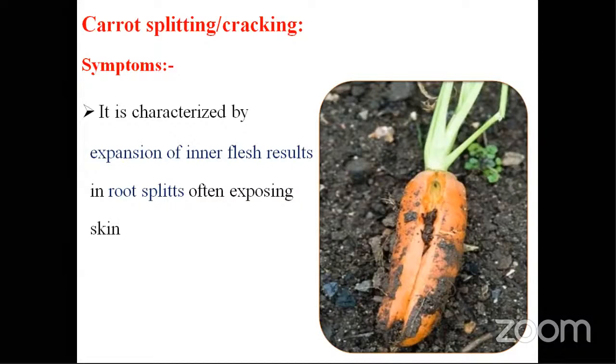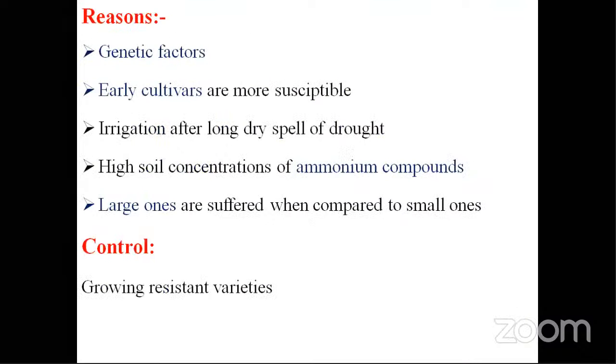It is a characteristic expansion of the inner flesh and results in the root splitting into two pieces, exposing the skin outside. So technically both sound the same, look the same, but are actually different because of different causes. So what are the reasons? The reasons can be a genetic factor. Early cultivars are more susceptible to this kind of splitting because they want to complete their growth within 60, 70, 80 days, but if you give the fertilizer in that time, it cannot take it because it's already in the stage of senescence. So it splits, it has no space, but still it will take the nutrition and it will split.